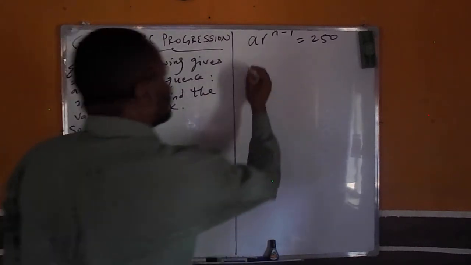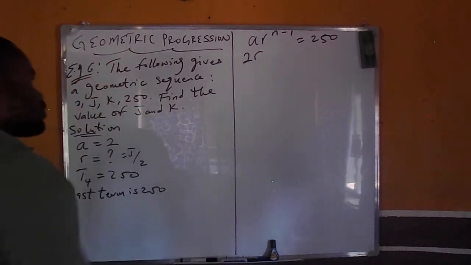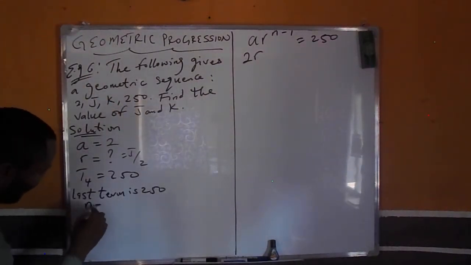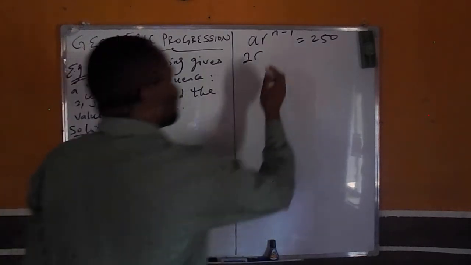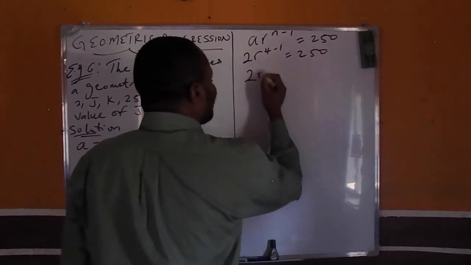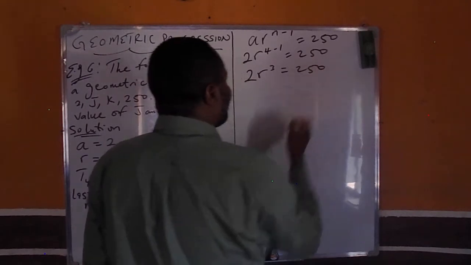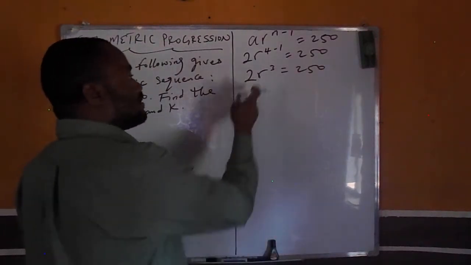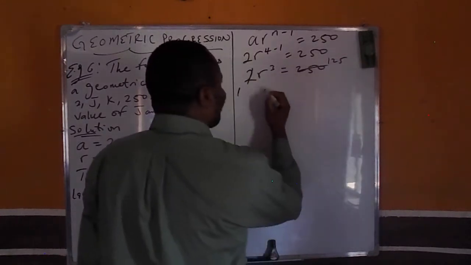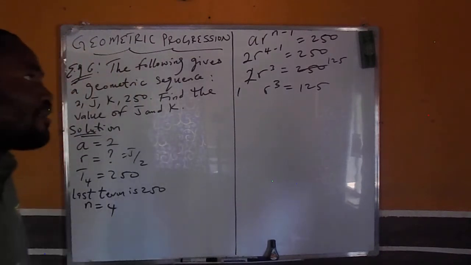A is 2, so we say 2 R raised to power n minus 1. What is our n? Our n is still 4. So 2 R raised to power 4 minus 1, 3, equals 250. You divide both sides by 2. 250 divided by 2 is 125. R raised to power 3 equals 125.